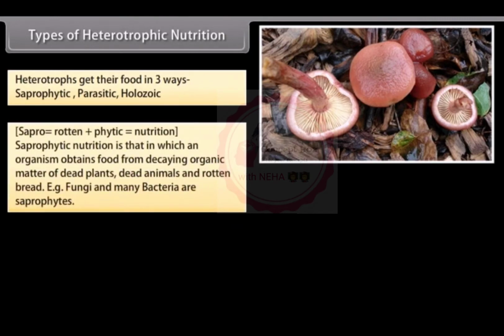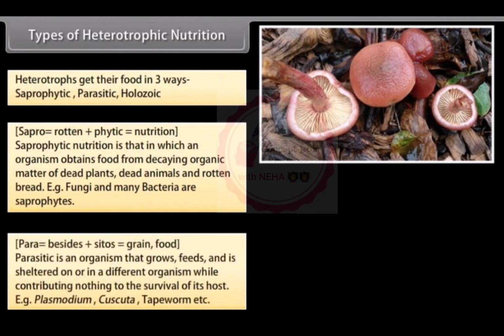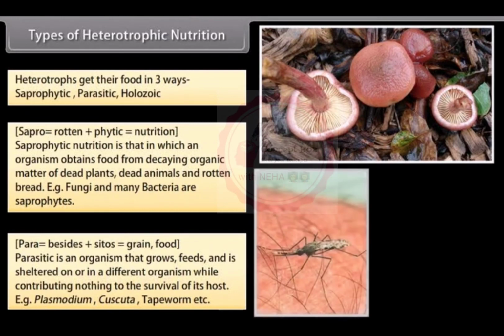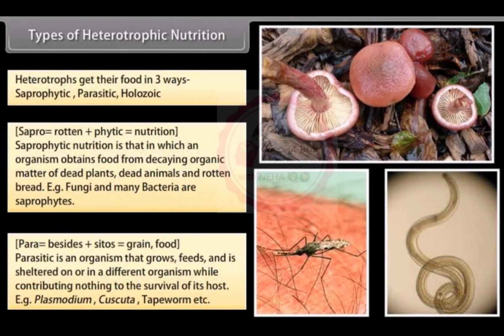Sapro means rotten and phytic means nutrition. Saprophytic nutrition is that in which an organism obtains food from decaying organic matter of dead plants, dead animals, and rotten bread. That is, fungi and many bacteria are saprophytes. Para means besides, cytos means grain food. A parasite is an organism that grows, feeds, and is sheltered on or in a different organism while contributing nothing to the survival of its host. That is, Plasmodium, Cuscuta, tapeworm, etc.